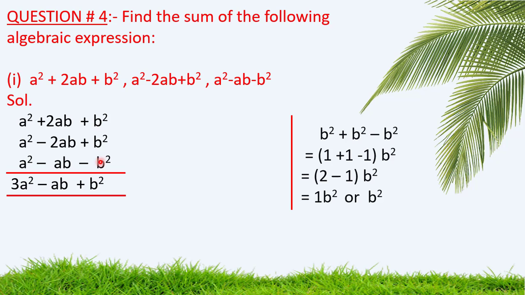You can also add these like terms in this way. Here add the coefficients of these like terms 1 plus 1 minus 1 in this way. 1 plus 1, that will become 2, and write minus 1 here. Now 2 minus 1, that will become 1, b raised to the power 2 or just b raised to the power 2, because you know that variable with no number has coefficient of 1. So this is understood. Students, this is the answer.